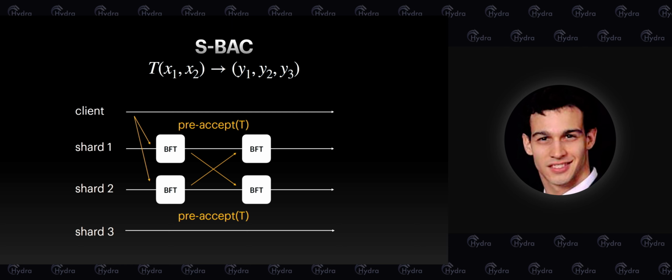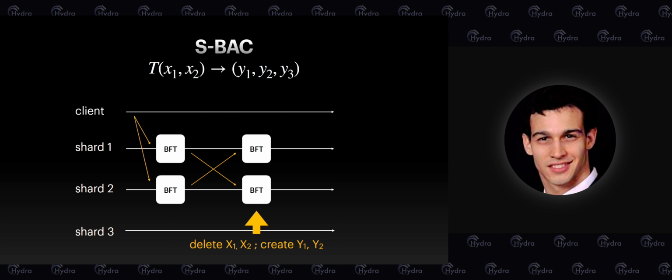Then, if shard 1 believes that the transaction should go through, again, with respect to its own object, because it has no idea about the other, it would send a pre-accept to the other shard, shard 2. And shard 2 would do the same and send pre-accepts to shard 1.